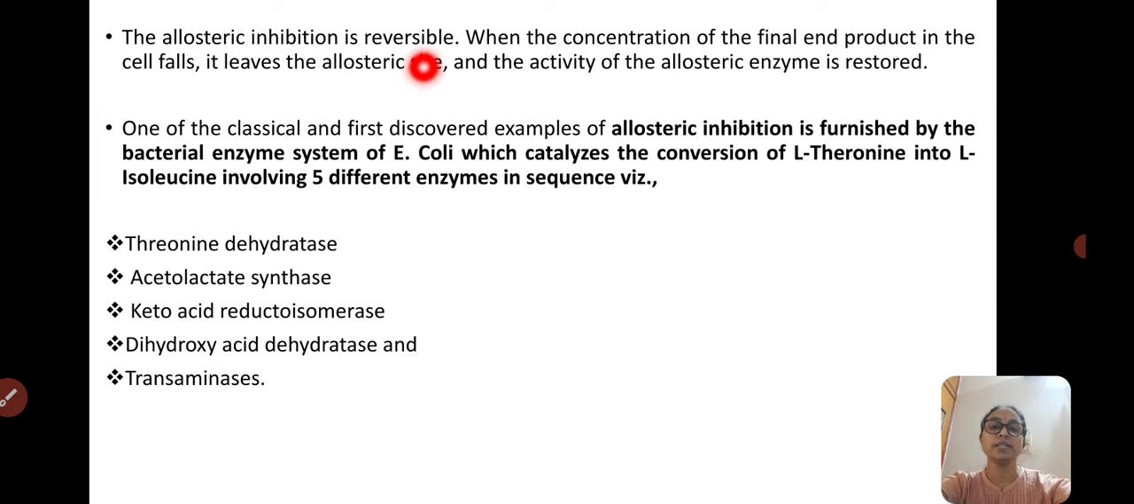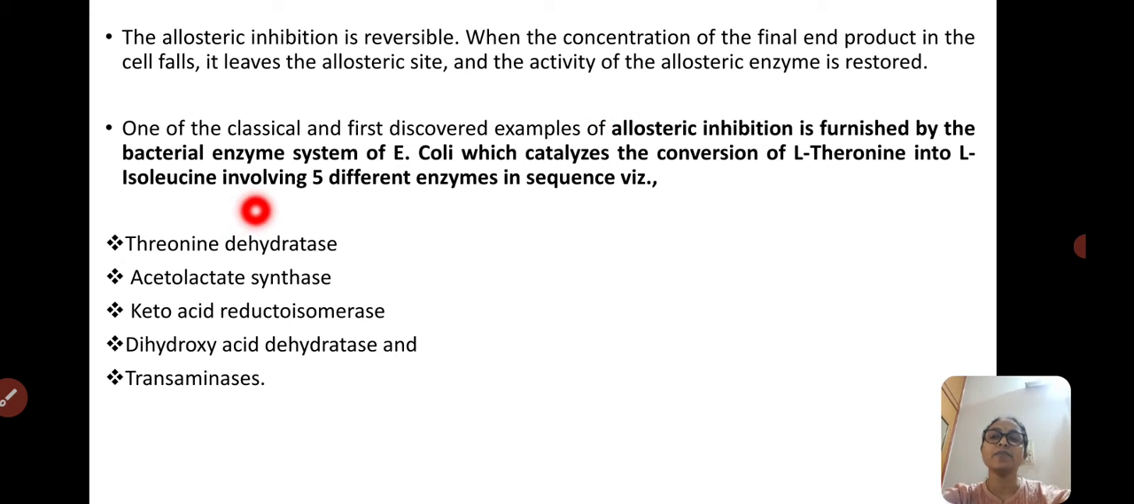Allosteric inhibition is always reversible, because since the product is present, that inhibition has taken place. But if that end product is completely consumed in the body, then there is no end product to inhibit the first enzyme of the sequence. So when it is completely exhausted, once again the first enzyme of the sequence will get activated, and it will proceed with the formation of the same product.